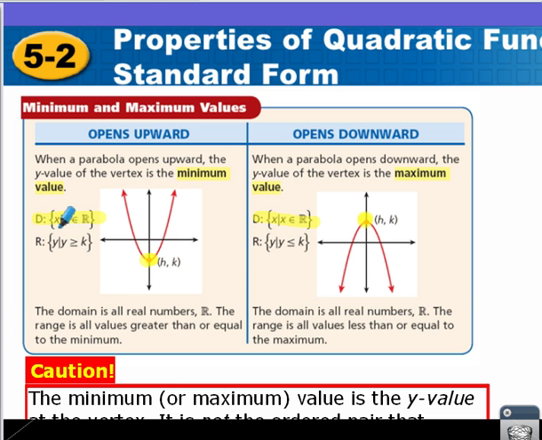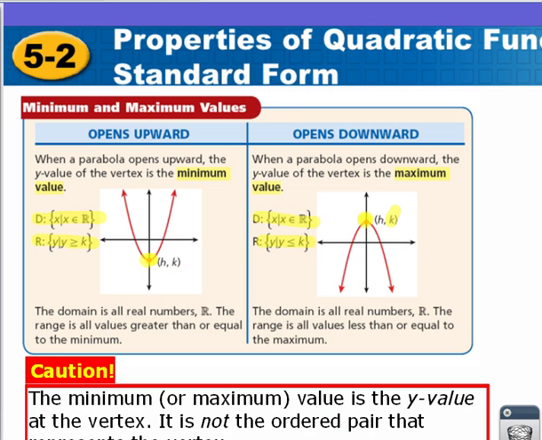On y, however, if you have a minimum, your vertex is your minimum point. So that means y is going to be greater than or equal to the y-coordinate of your vertex. If you have a maximum, this is your maximum point, so y has to be less than or equal to the y-coordinate of your vertex. It's kind of semantics, but when you're asked for a minimum or maximum, we're asking you for the y value of your vertex, not for an ordered pair. We just want the y. The y is considered the maximum or minimum of that function.